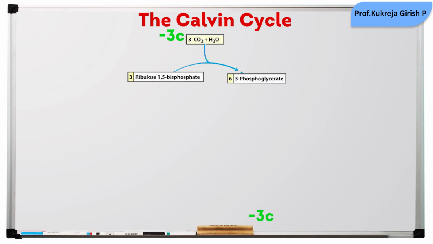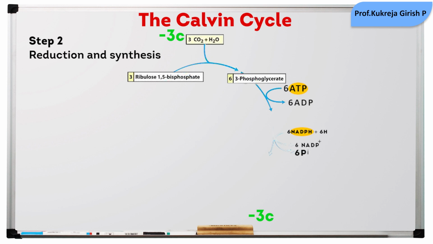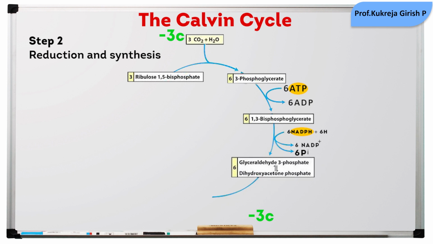These then undergo the next step of reduction. In this step, there is first phosphorylation of 6 molecules of 3-phosphoglycerate with 6 molecules of ATP to form 6 molecules of 1,3-bisphosphoglycerate, which are then reduced by 6 molecules of NADPH and H+ to form 6 molecules of glyceraldehyde 3-phosphate in equilibrium with dihydroxyacetone phosphate, amounting to 18 carbon atoms.